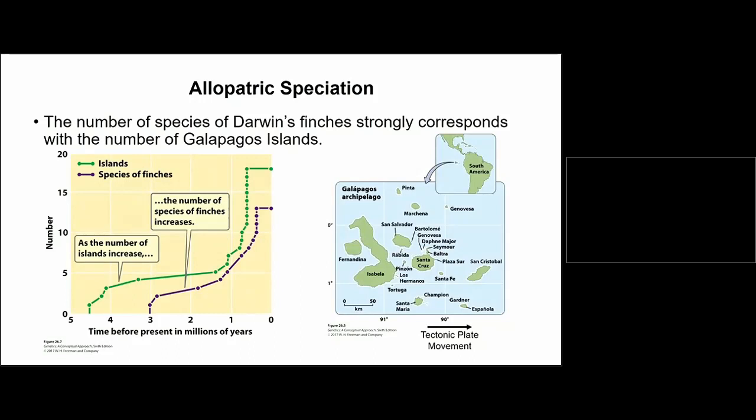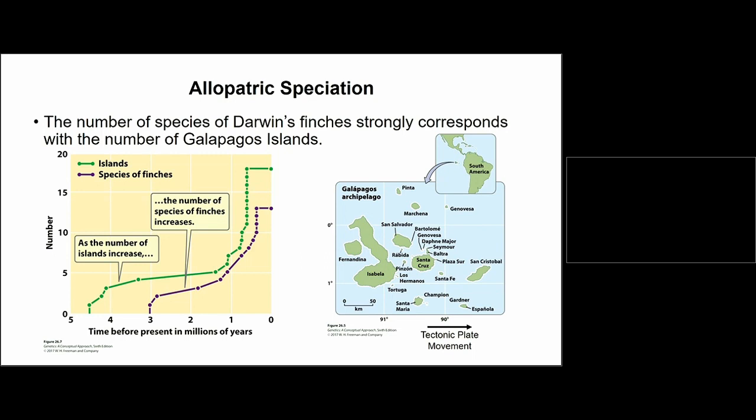There's a picture of the Galapagos, and we can see as the number of islands increases, which is in green, the number of finch species increases. Basically, every time a new island arose, some finches migrated there, and then over time they evolved to have features specific to that particular island. So that's allopatric speciation. Questions about that one?